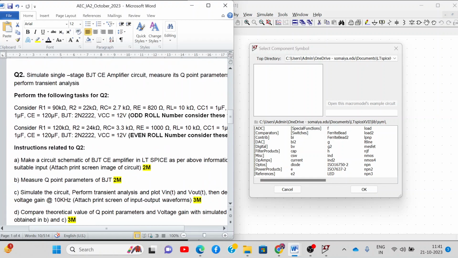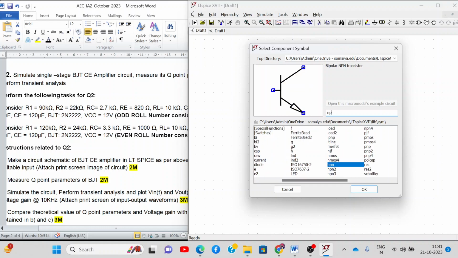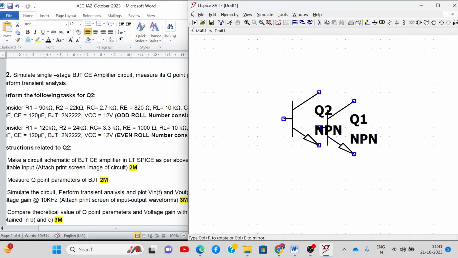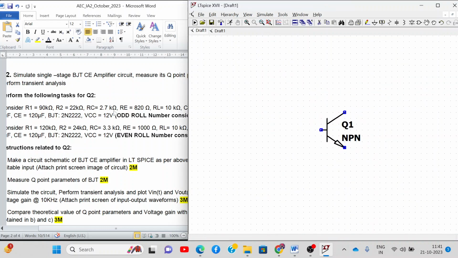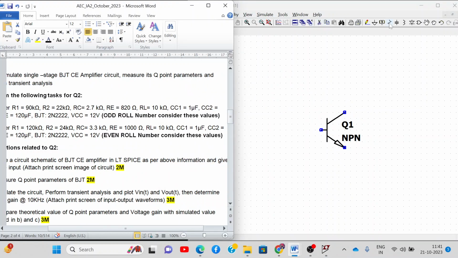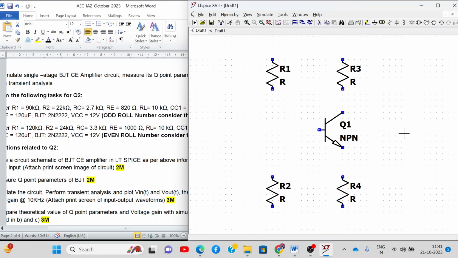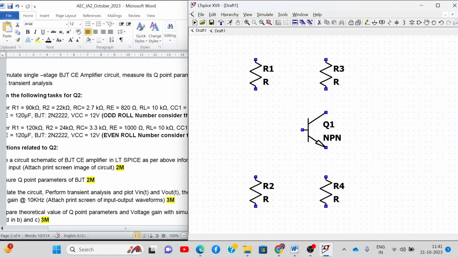Okay. So here we have a single stage BJT amplifier. The first thing you select is NPN transistor and click on OK. That's the first thing you select. Now here R1, R2, R3. So it's a voltage divider biasing. Let me quickly simulate and show it to you. So this is R1, this is R2, this is your RC, and this is your RE. Okay. Now I'll join them quickly together.